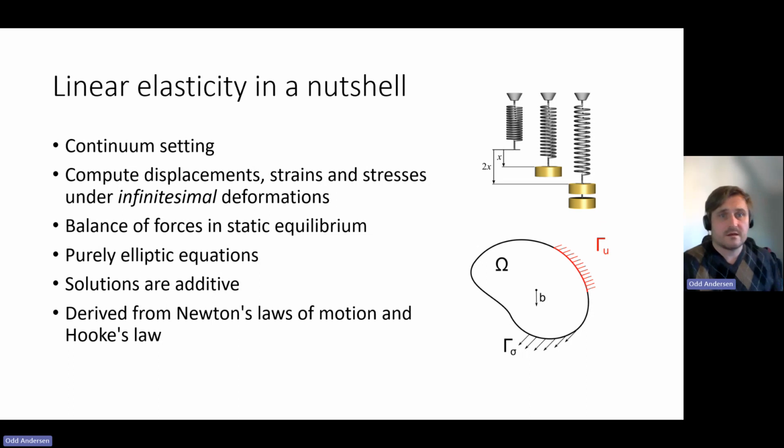So first, a little bit about theory. Linear elasticity, we'll start with that. Linear elasticity is the study of stresses and strains in an elastic continuum under small reversible deformations. By infinitesimal deformations, we mean that the displacements are negligible compared to the size of the domain.